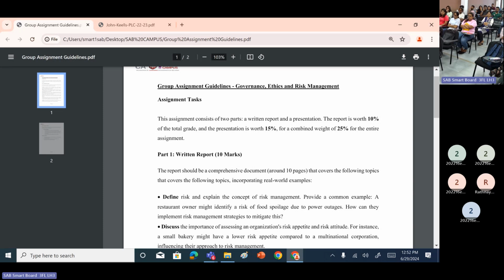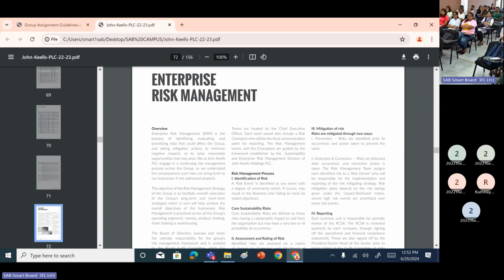When it comes to the written report, you need to take a real-world example and embed the things we have discussed as theory in the classroom into the scenario. For example, you can take one example from John Keells PLC. Every PLC company has a risk management part in the annual report. So you need to take it right from the annual report and analyze it. I know you don't have any idea about risk management yet.